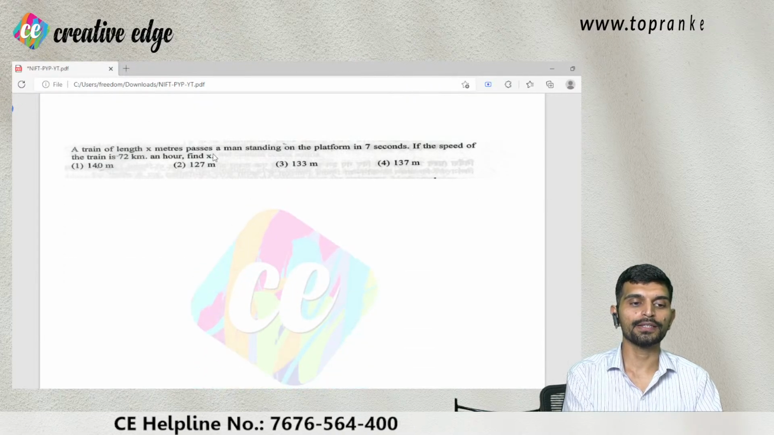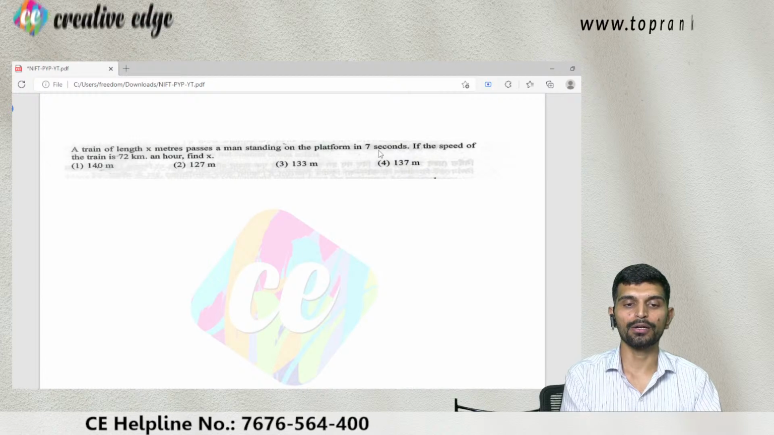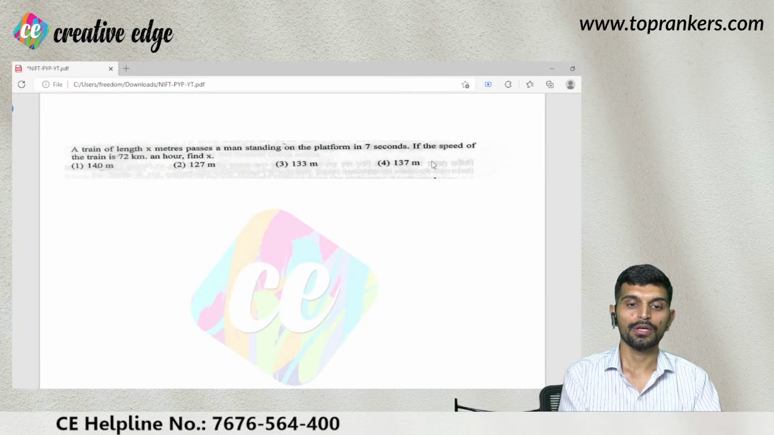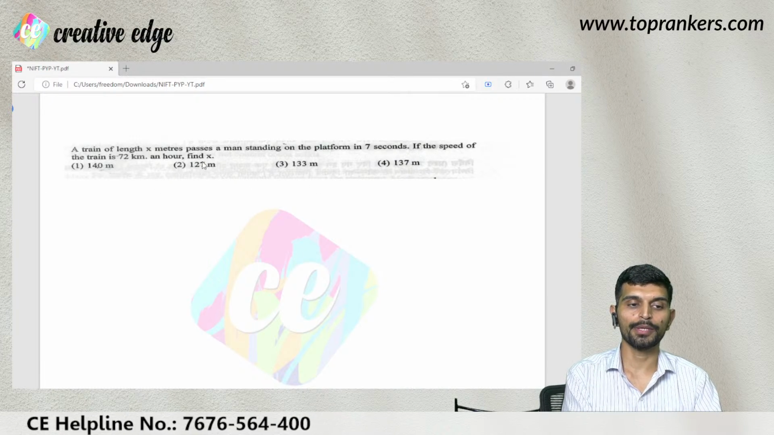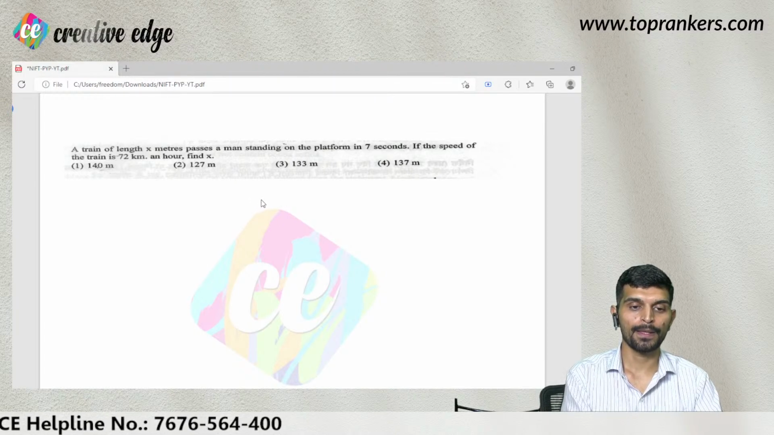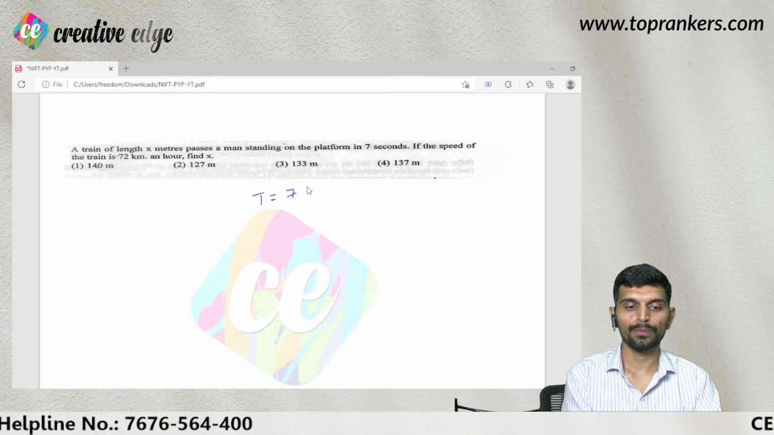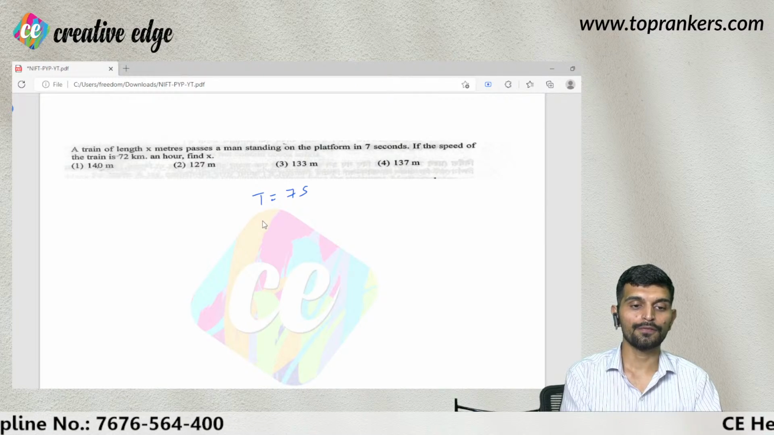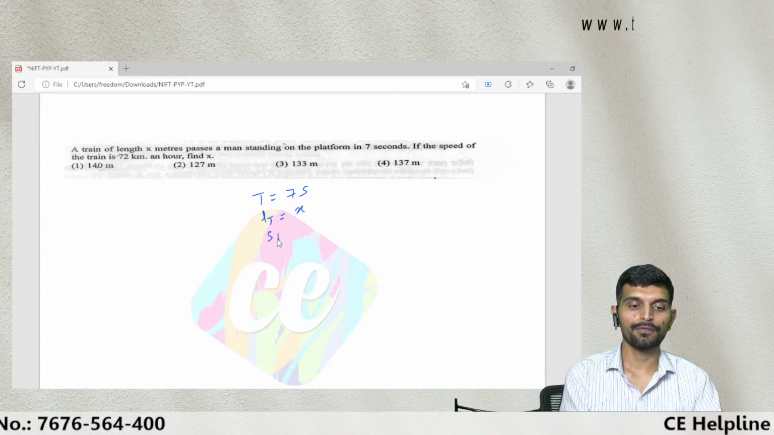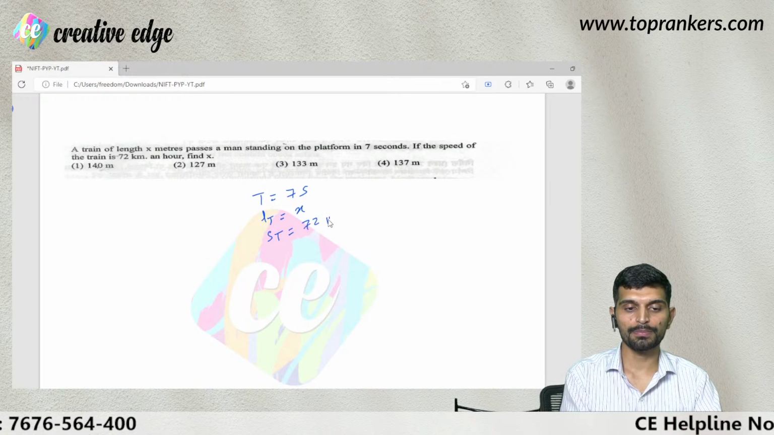A train of length x meters passes a man standing on a platform in 7 seconds. If the speed of the train is 72 kilometers per hour, find the value of x. So time is given to you. Length of train is x. Speed of train is 72 kilometers per hour.